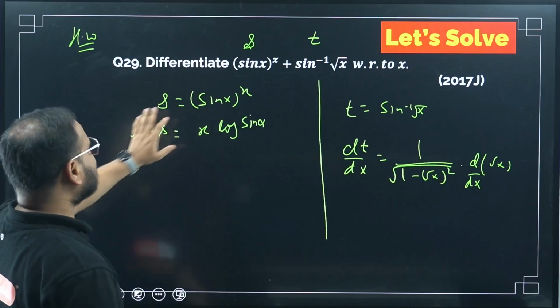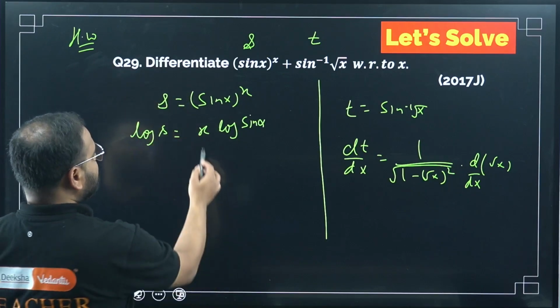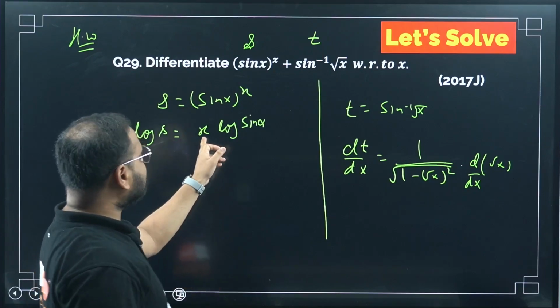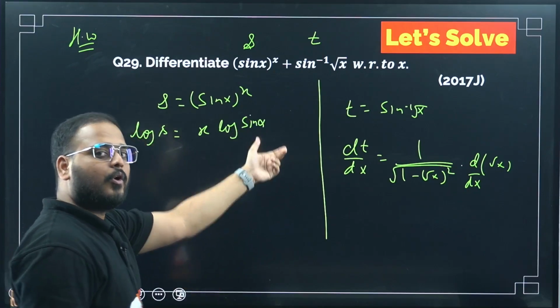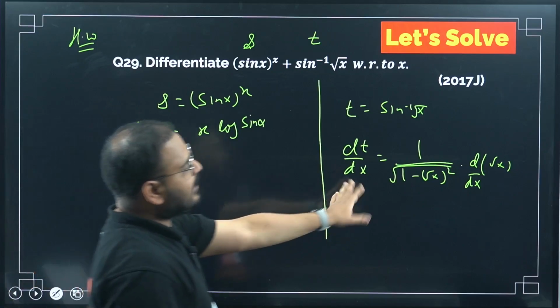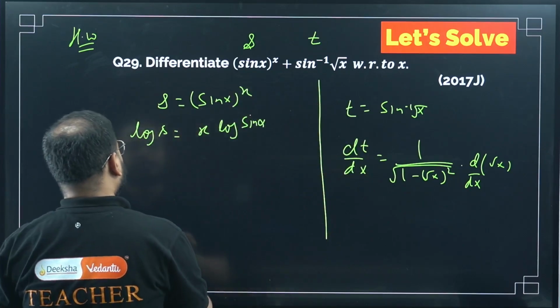This is a simple question, not as difficult as the previous one. So this will become 1, keep this log sin x as it is, next keep x as it is, and keep this as 1 by sin x times cos x, okay. So you'll get this answer. Solve this, and then club them together to get the final answer. Solve it, okay.